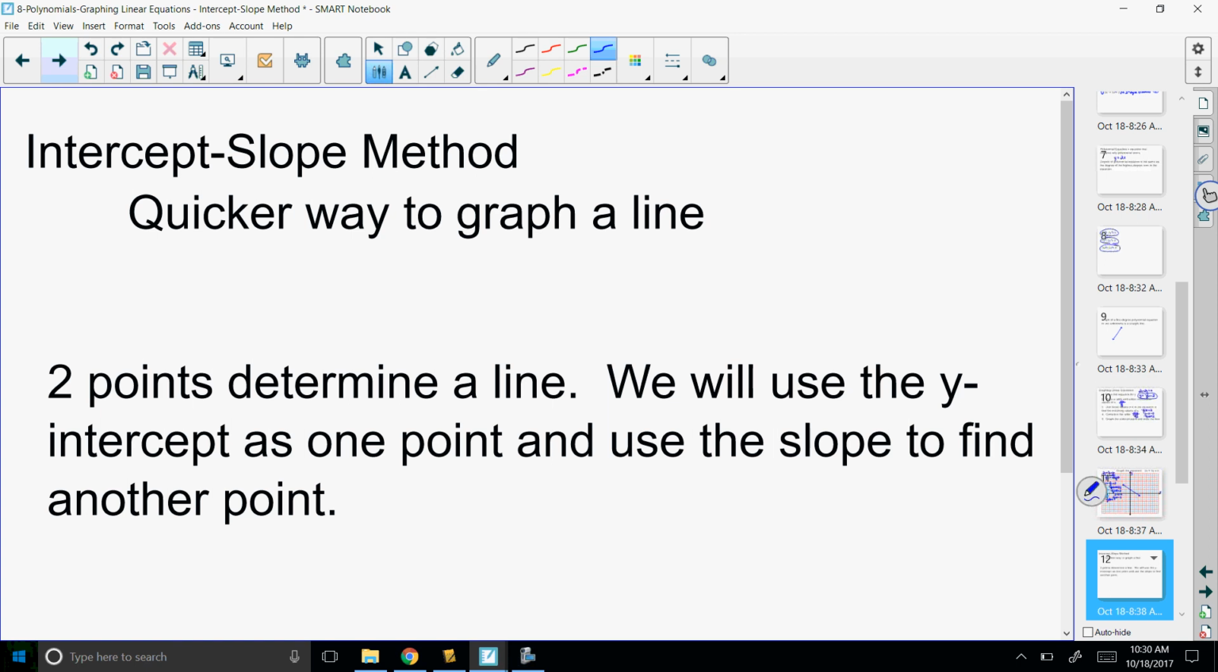Now what we could do to make it a quicker way that's just as accurate, and that's to use something called the intercept slope method. 2 points determine that unique line, and the 2 points we are going to use is going to be what is known as the y-intercept, and the other one is the slope. What do you know about a y-intercept, or what does that mean? What is a y-intercept?